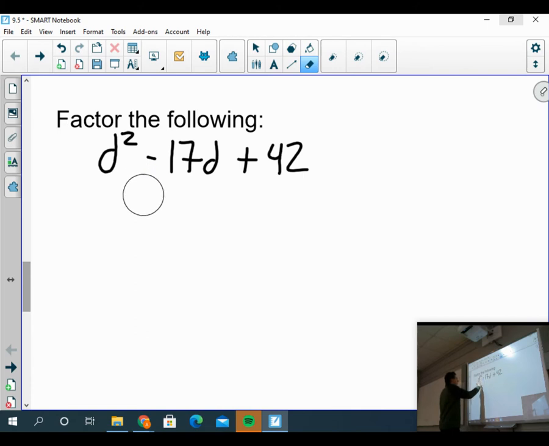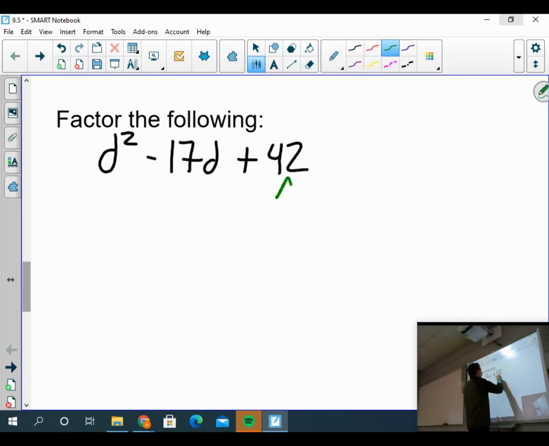Well, the process is still the same. Let's go ahead and find our factors of 42. 1 and 42. 42 is divisible by 2. 2 and 21. By the way, if you can't do these factors in your head, that's okay.